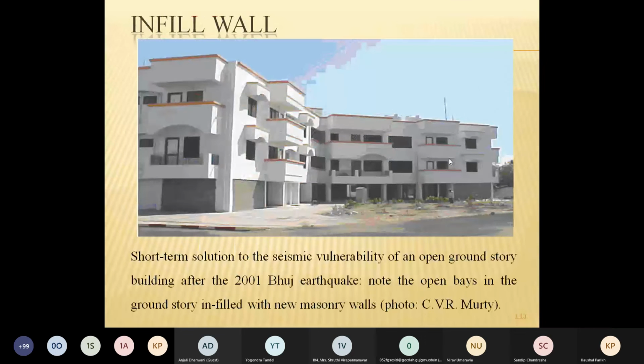One way is to use an infill wall as a retrofitting technique, which was used in 2001 after the Bhuj earthquake for open ground story buildings. An open ground story building is more susceptible to earthquakes, so the open ground story can be avoided by providing infill walls, so that the whole building acts together and does not attract more earthquake forces at that particular place.